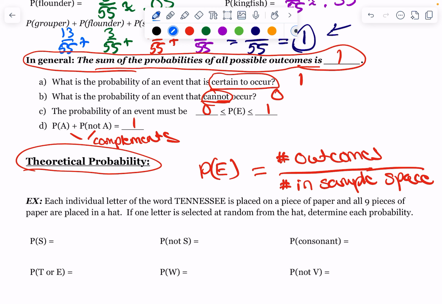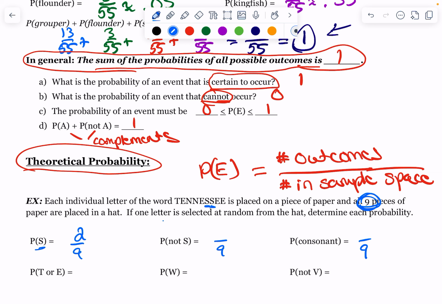Okay, so each individual letter of the word Tennessee is placed on a piece of paper, and all 9 pieces of paper are placed in a hat. If one letter is selected at random from the hat, determine each probability. So all of these are going to be over 9 because there's 9 letters in that word. Next, we're going to look at S. So how many S's do we have? We've got 1 and 2. So the probability of S is 2/9.